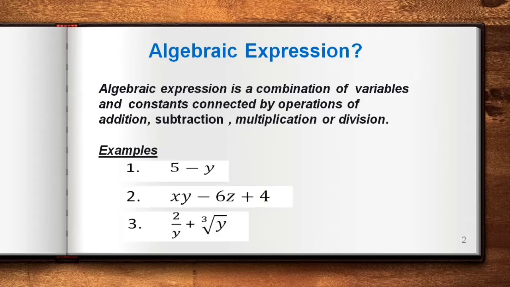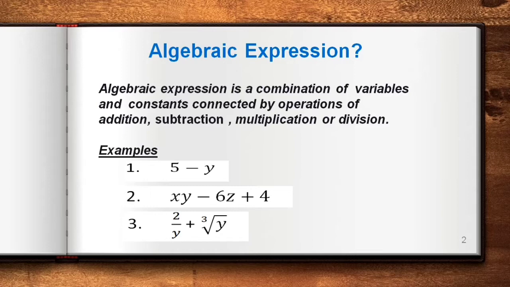First one being 5 minus y, where 5 is a constant and y is a variable which is connected by the symbol of subtraction. Moving on to the second one, xy is a product of x and y, minus 6z, which is a product of a constant and variable z, plus 4, which is again a constant. Therefore, xy minus 6z plus 4 is an algebraic expression.